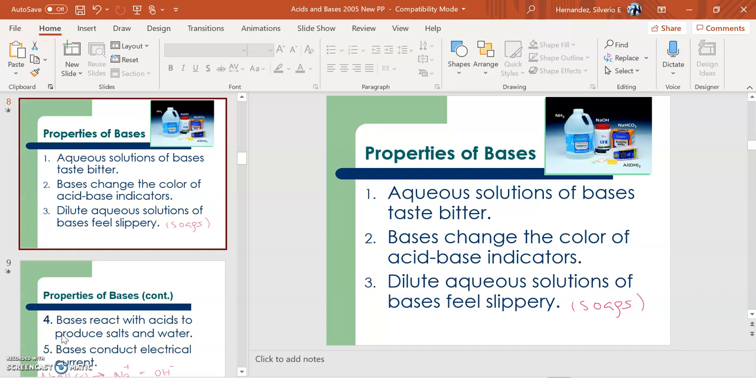Okay. Bases will change the color of indicators to blue. And then three, dilute aqueous solutions of bases feel slippery. So here I always talk about soaps. If you feel detergent soaps or shampoo or soaps that you rinse your body with or that you wash your hands with, all of them feel slippery whenever you're using them.